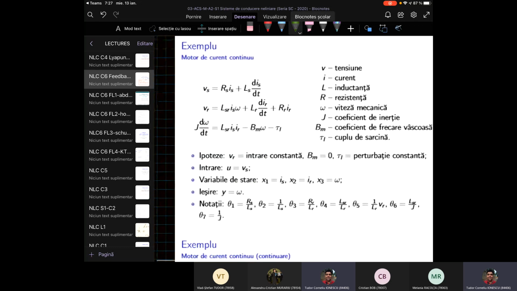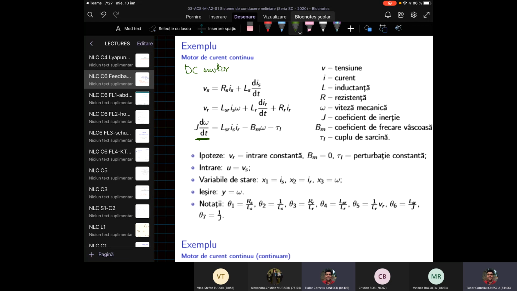Okay. And now we have an example, a nice example. We have the DC motor, very nicely defined here. These are the electrical equations, and this is the mechanical equation, the rotation, because the rotor is rotating to build power. This is the mechanical equation, the slow equation. This is slow dynamics, fast dynamics.